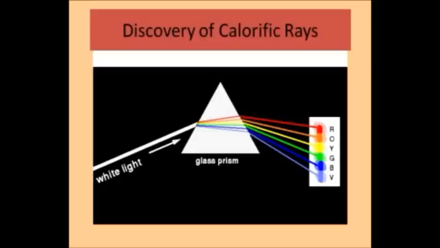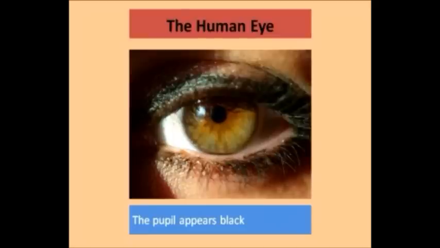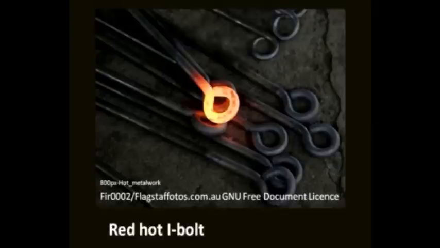He found that this invisible colour was the hottest. He called this colour calorific rays, after the Latin word for heat. We now call it infrared. Here we have a picture of the human eye. You'll notice that the pupil appears black, yet in reality it's a hole. The perfect black body is one that absorbs all incident light, just as if it was a hole.